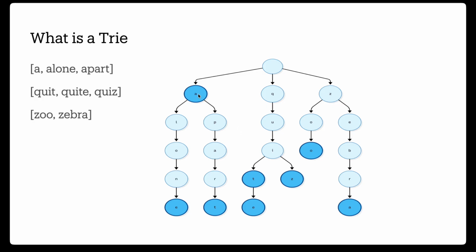Now, we can also look at another list of words like a, alone, and apart. So notice that A is a shared prefix for both alone and apart. So that is the power of using a trie. It allows us to get direct access to words just by traversing the nodes starting with the prefix.